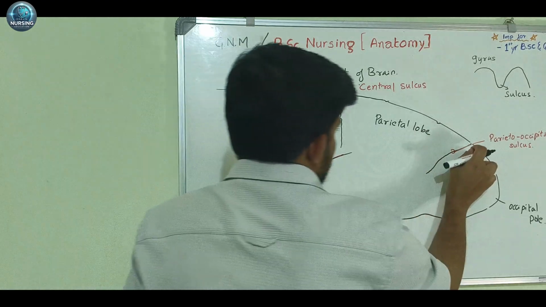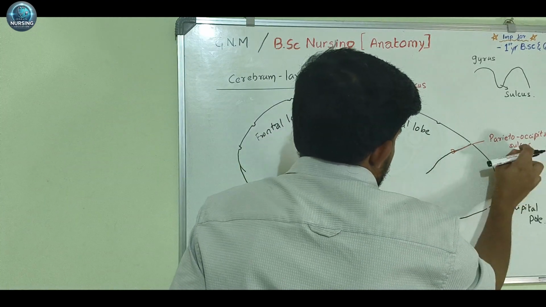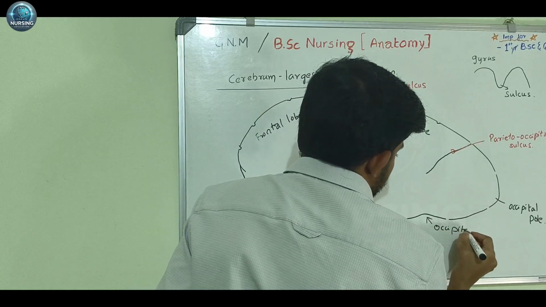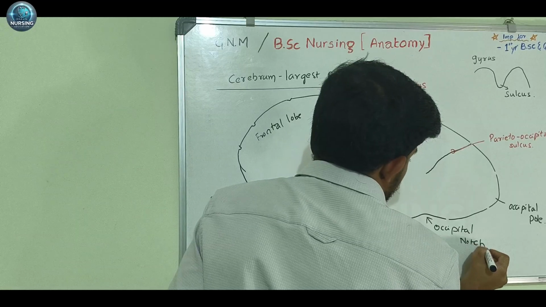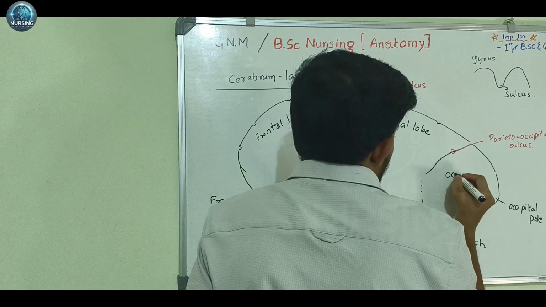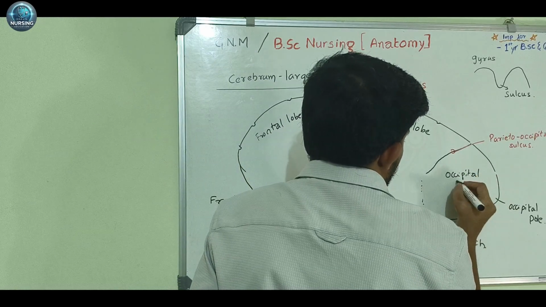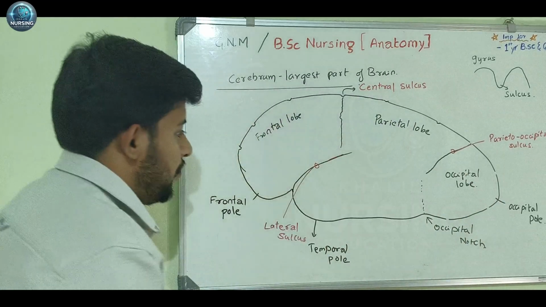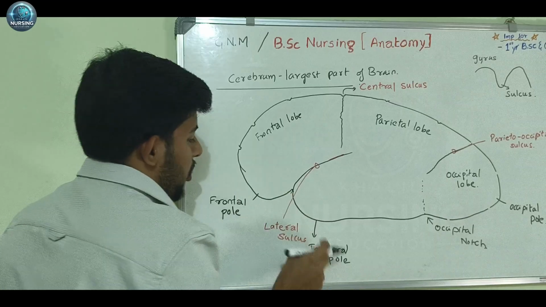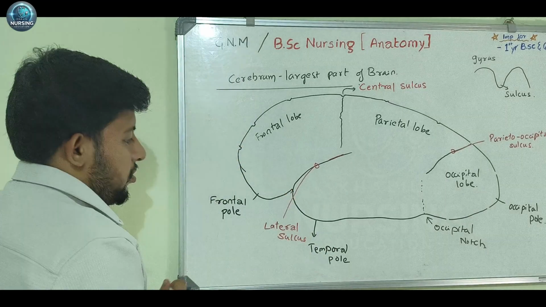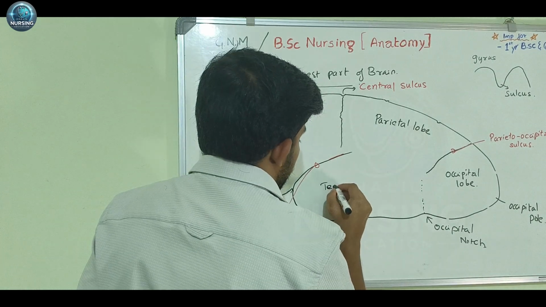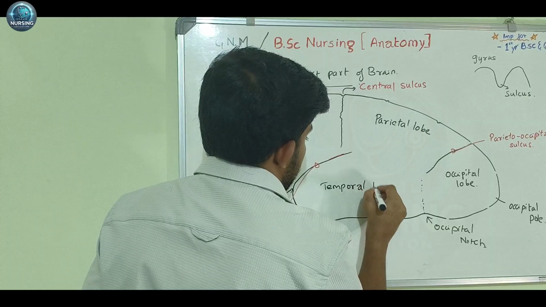From the parieto-occipital sulcus to this occipital notch, up to here, we call it the occipital lobe. From the occipital notch up to the area between the frontal pole and temporal pole, where the lateral sulcus is meeting, this is called the temporal lobe.